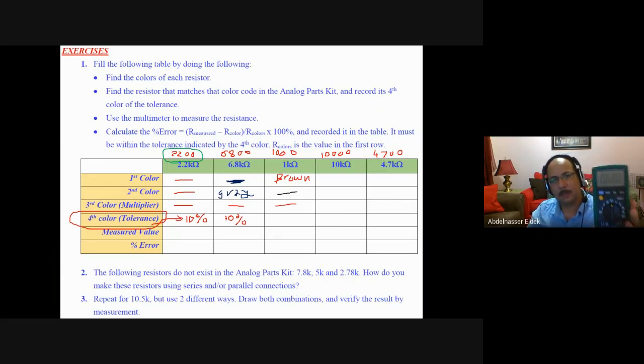So now here it is. Oh, cannot see it all. And so anyway, this is supposed to be the reading. The reading is 6.8 kilo ohm. Okay, so it is perfect. The value is perfect, 6.8.